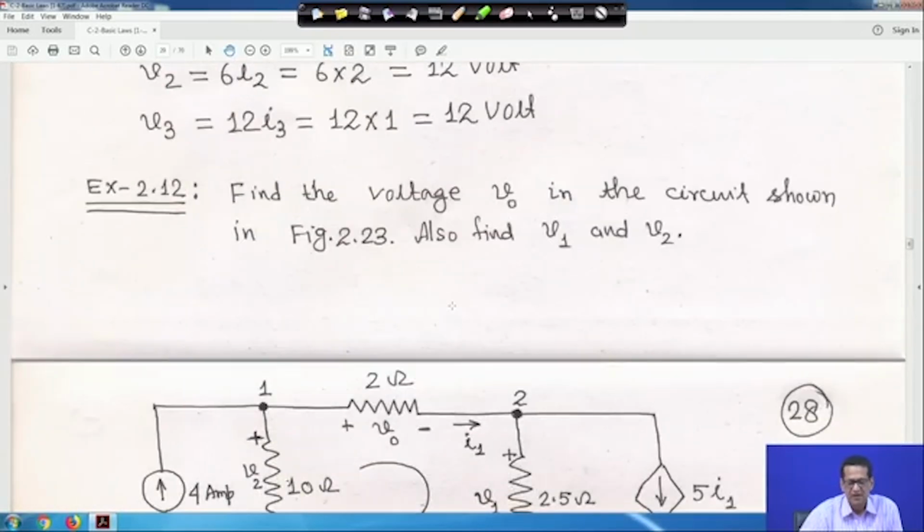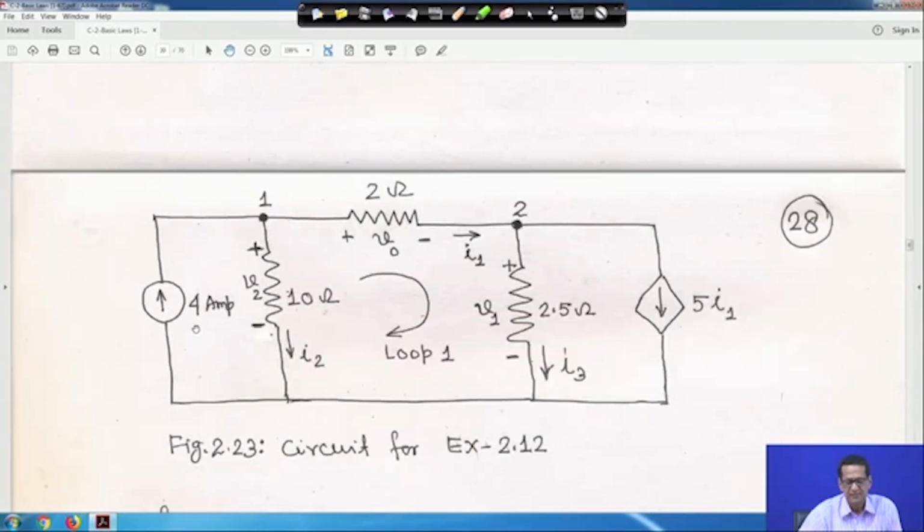Now the problem: find the voltage V0 in the circuit shown in figure 2.23, also find V1 and V2. This is the circuit: this is a 4 ampere current source, this is a 10 ohm resistor, this is a voltage source, and one resistor is 2 ohm, across which the voltage is V0. Here the voltage is V2, and here the voltage is V1, and it is 2.5. This is a dependent current source 5 I1, and I1 is flowing here.